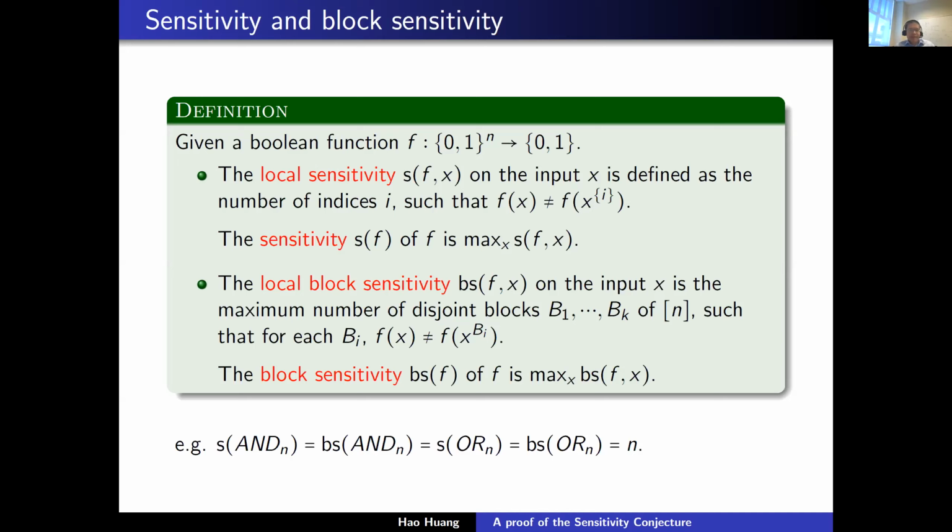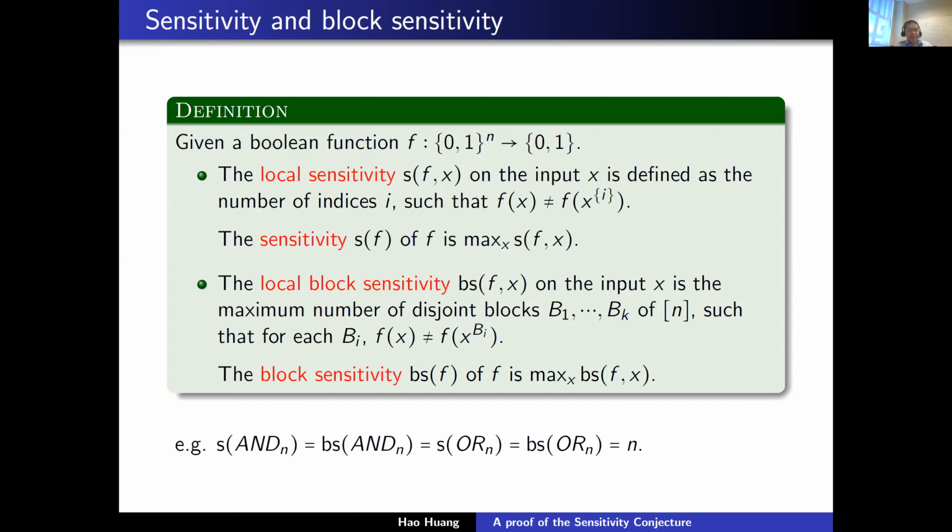So now, what's block sensitivity? Once again, we define it locally. Now instead of flipping one coordinate at a time, you're allowed to flip a block of coordinates. Here a block is just a subset of coordinates. The local block sensitivity on the input x is defined as the maximum number of disjoint subsets b_i of the underlying set [n], such that, fixing x, every time you flip the coordinates in the subset b_i, that changes the value of the function f. Once again, you define the block sensitivity to be the maximum local block sensitivity. Now one can immediately see that the block sensitivity of the AND function and the OR function are both equal to the number of variables. That's because the block sensitivity is always greater or equal to the sensitivity, since you can always take the blocks to be single elements.